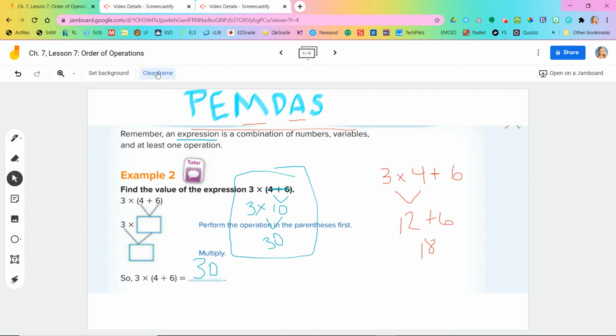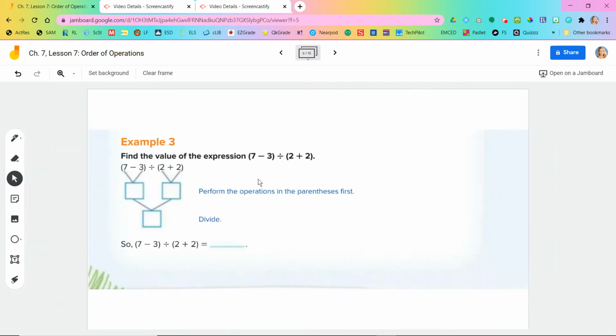All right, so let's take another look at another example. Find the value of the expression (7 minus 3) divided by (2 plus 2). So let's take a look at this. I'm going to just use the expression right here to show you what would happen. So again, we're going to use PEMDAS. So look at your expression and check the P first. Do I have parentheses? Yes, I do. I got to do those first. So let's go ahead and knock both of them out.